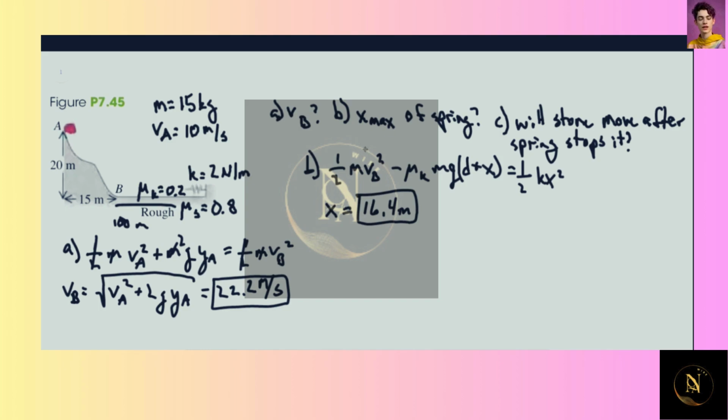And so now part c, will the stone move after the spring stops it? So we know that the force the spring can exert is kx. And so then this is our 2 newtons per meter times our 16.4 meters equals 32.8 newtons.